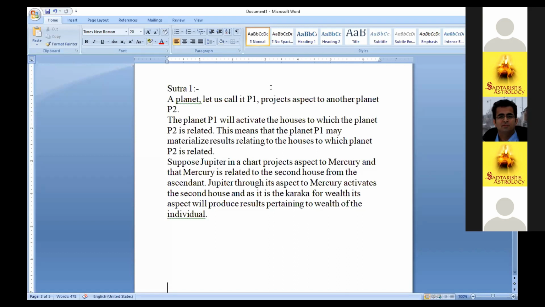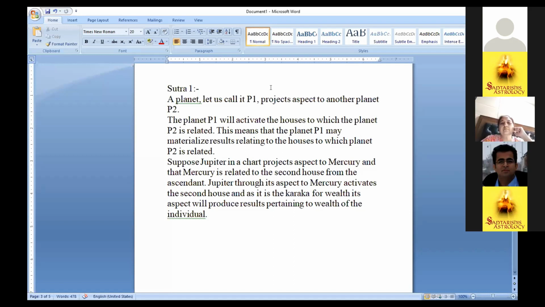Yeah. So now see this sutra. This is very simple. Suppose we have two planets, P1 and P2. Let's take any planet, P1 and P2. Now suppose P1 planet is aspecting another P2 planet. Simple scenario. P1 is aspecting P2. Now the P1 planet will activate the houses to which P2 is related.